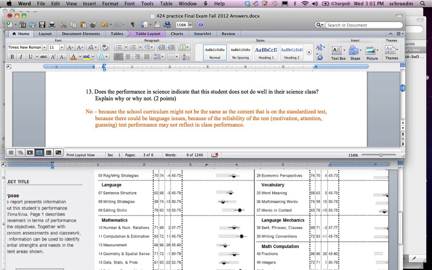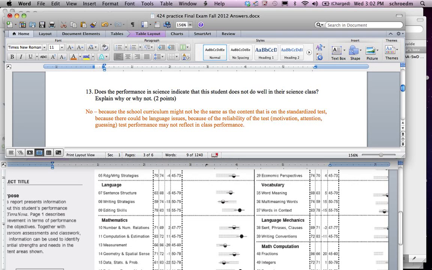Well, no, and there's a lot of reasons that you can go here. The school curriculum might not be the same as the content on the standardized test. Maybe, just thinking of the science content you've looked at, perhaps a science test thinks that 4th graders or 7th graders should be studying the basics of chemistry. And in this school, chemistry is an 8th grade thing. And instead they focus mainly on biology and ecology and environmental science rather than chemistry.